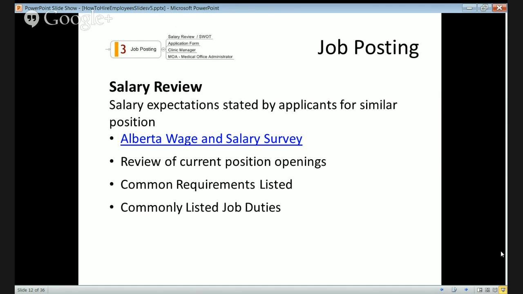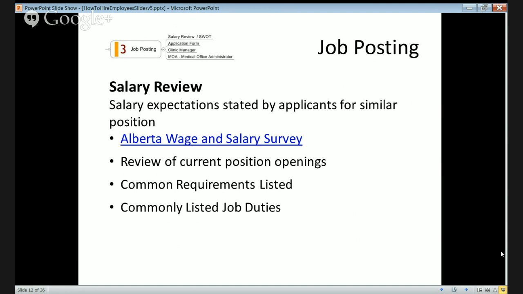We've given you some suggestions about how to do a salary review, and make sure that you are comparing apples to apples. So wherever possible, take a look at those positions that are currently listed for other organizations and take a look at the job duties and the common requirements to make sure that you're naming your job position something that is commonly known in the location that you are in. It's quite surprising sometimes how many unique variances there are in a particular area.